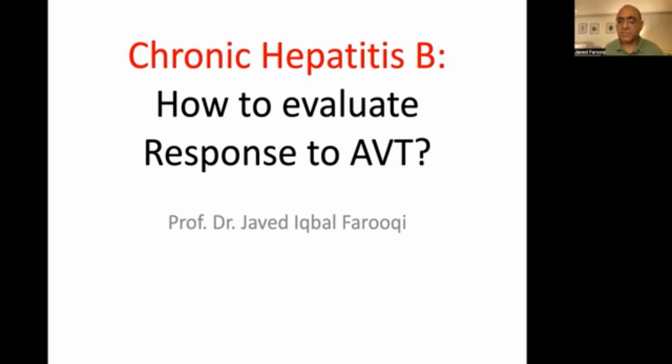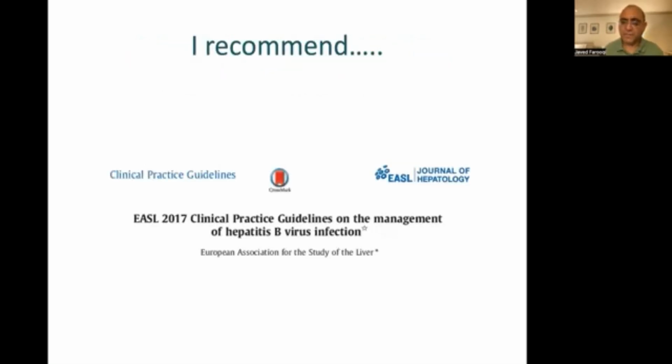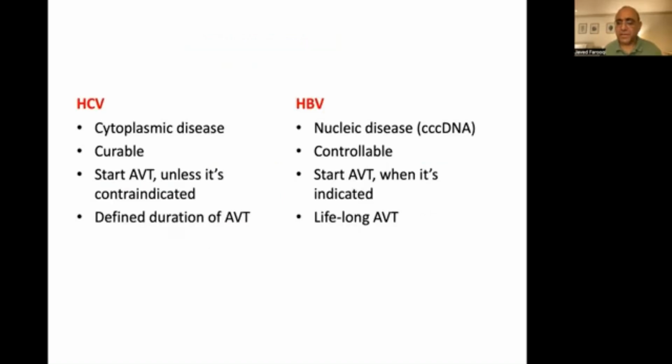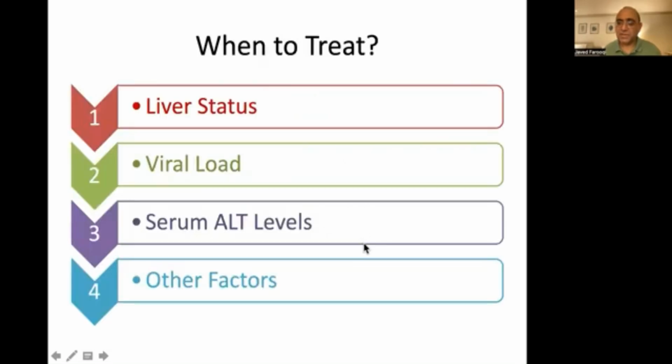So the discussion is about how to evaluate the response to antiviral treatment in chronic hepatitis B patients. I already recommended that EASL guidelines are the basis for these presentations, and we have now understood the difference between hepatitis B and hepatitis C, and why there is so much specific discussion about hepatitis B, because it's a nucleic disease, only controllable, antiviral treatment is not indicated in each and every patient, and once started, it's a lifelong antiviral treatment.